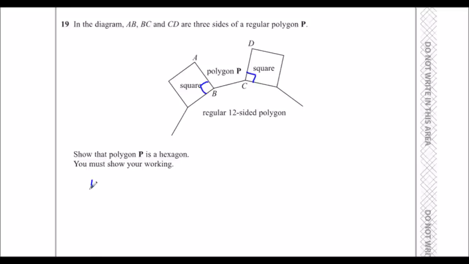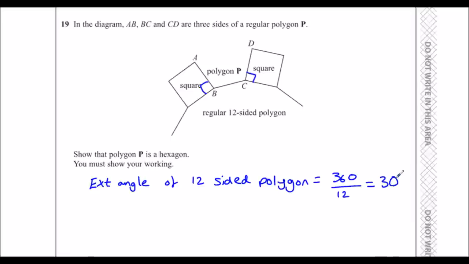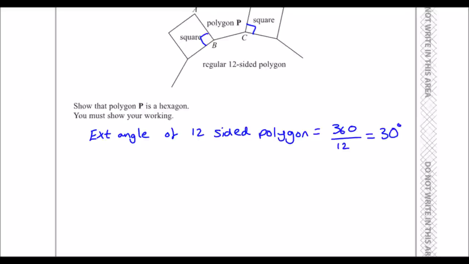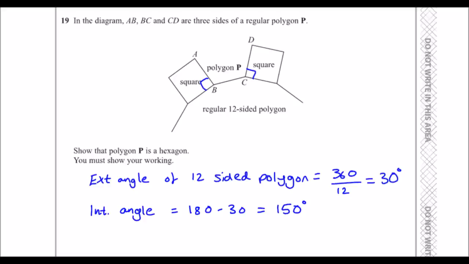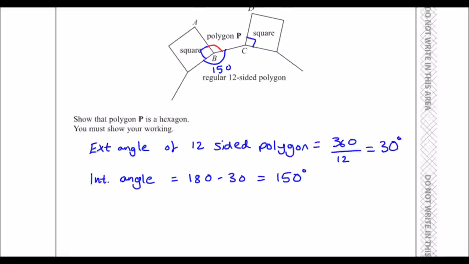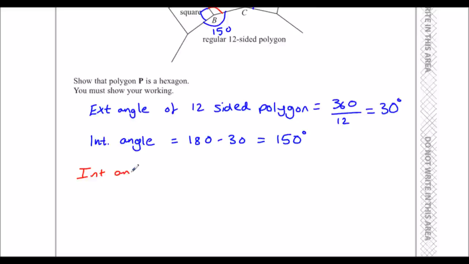So the exterior angle of a 12-sided polygon is 360 over 12, and that is 30 degrees. So if the exterior angle is 30 degrees, that means the interior angle of the 12-sided polygon is 180 minus 30, so 150 degrees. So if this angle here is 150, we know this angle here is 90, so we can find the interior angle of polygon P.